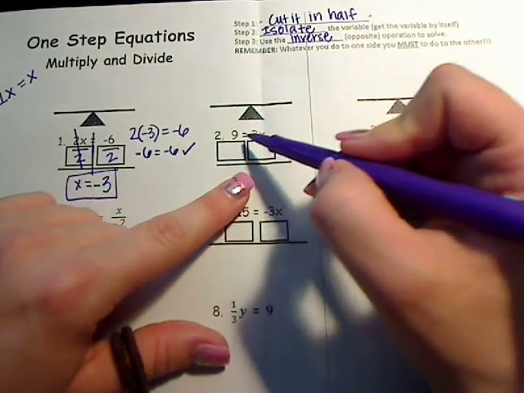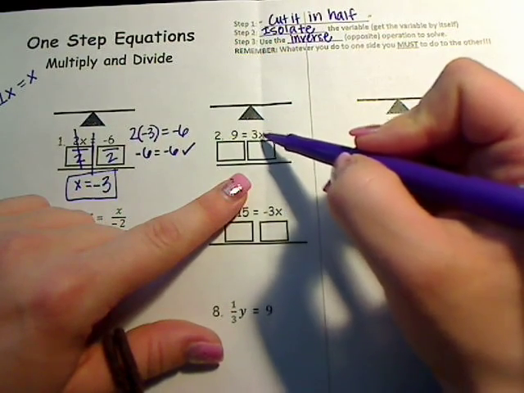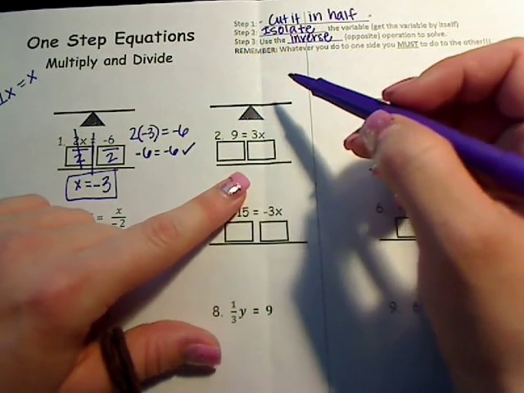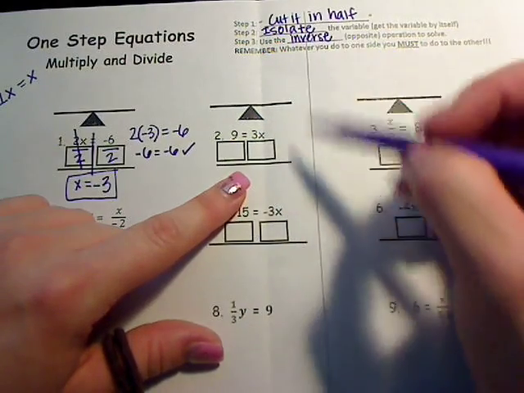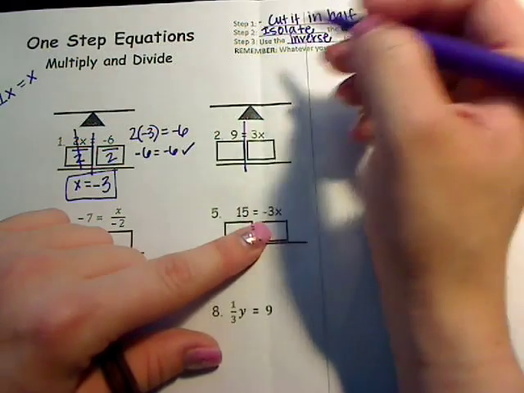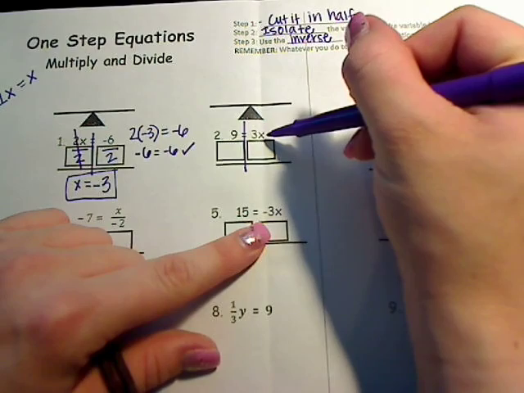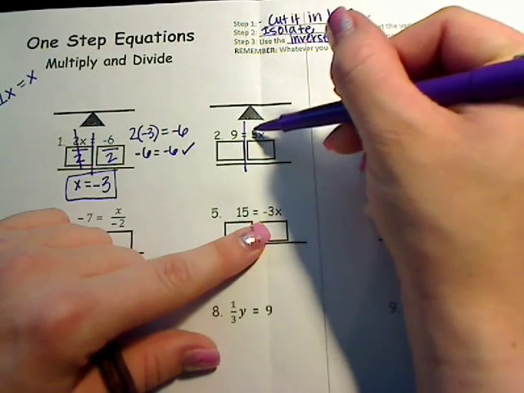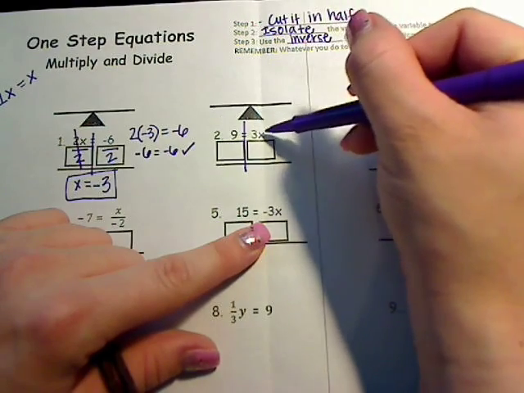Number 2, 9 equals 3 times x. So 3 times some number is 9. And I bet you can look at that and figure it out, but we still need to show our work. So step 1, cut it in half. Step 2, isolate the variable. So we want to get x by itself. So I need to make this 3 go away because the 3 is bugging the x.